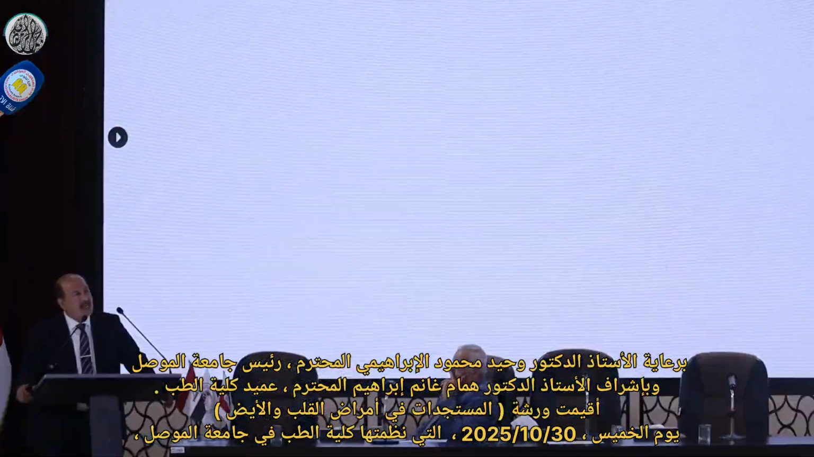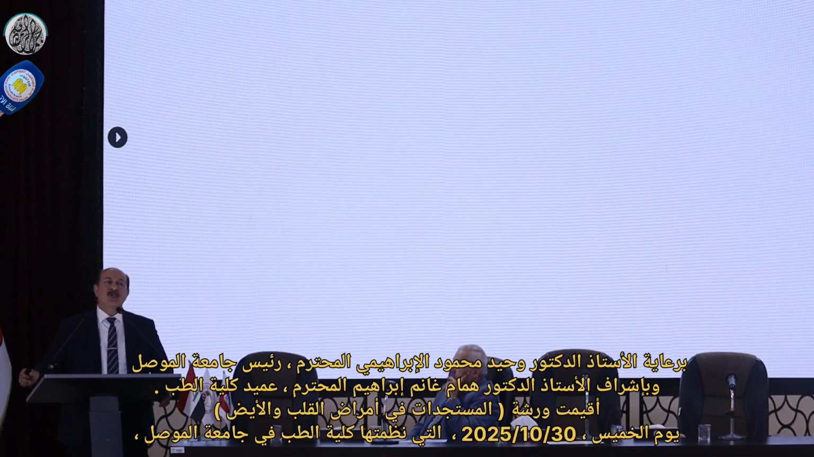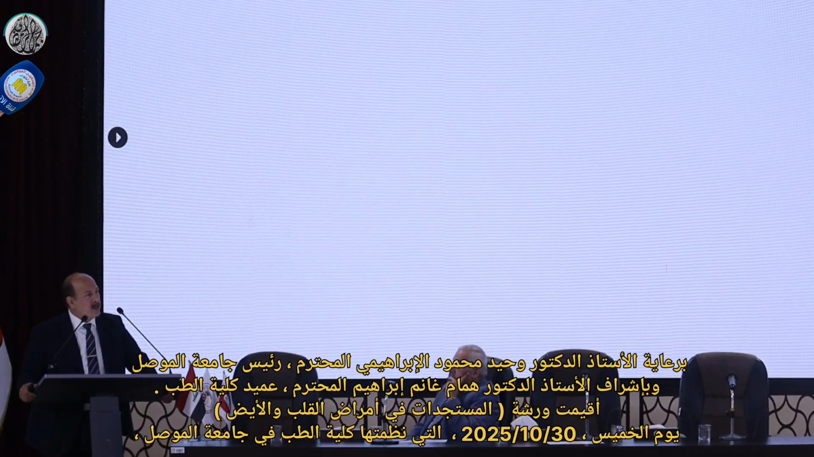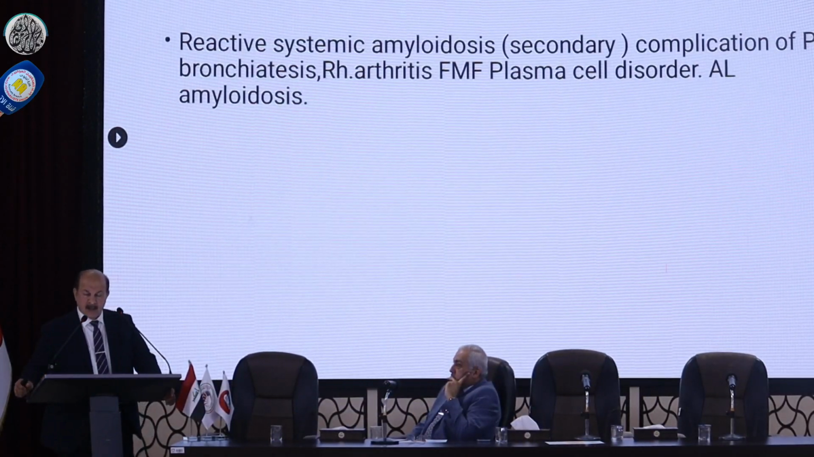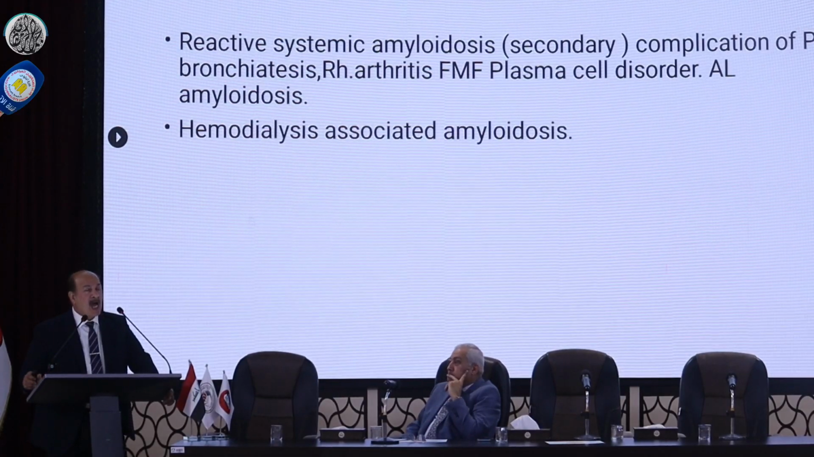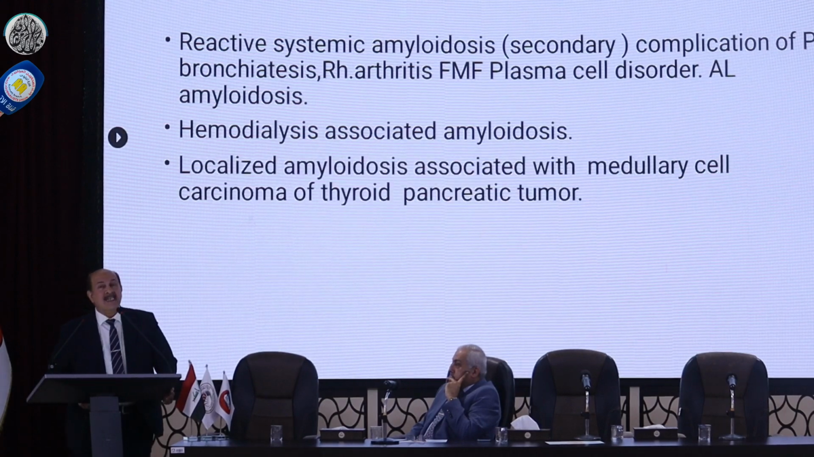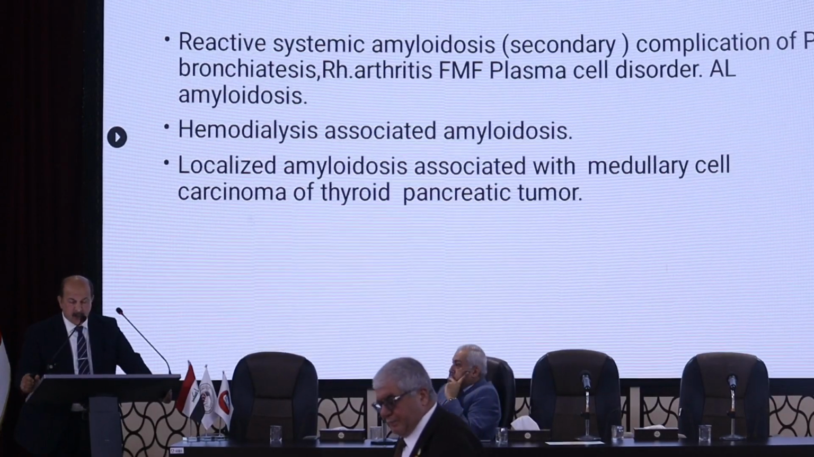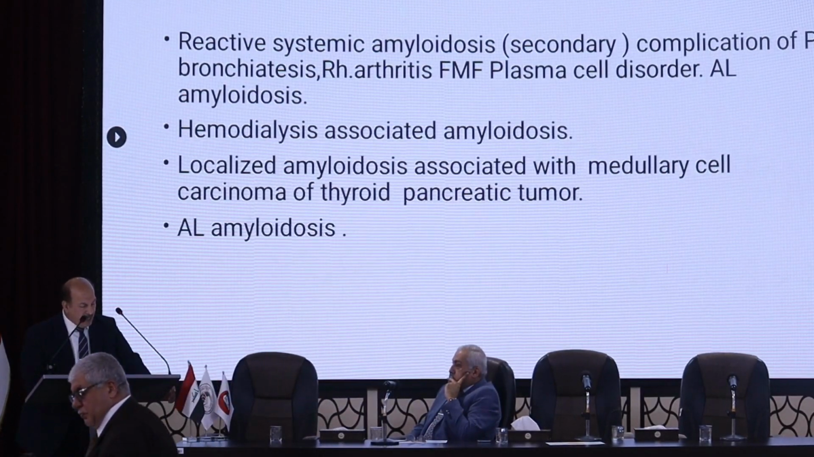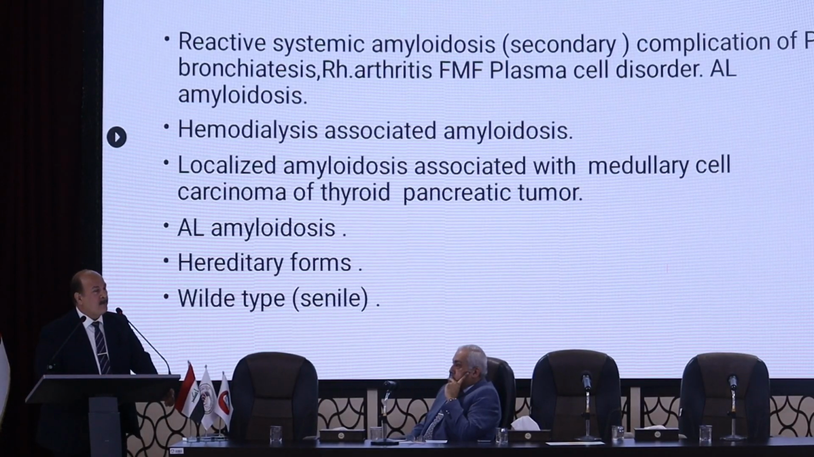Classification of amyloidosis, we can classify them into, first of all, systemic amyloidosis, which is secondary to a chronic inflammatory process, for example chronic pulmonary tuberculosis, bronchiectasis, and Mediterranean familial fever. We have other amyloidosis, which include hemodialysis-associated amyloidosis, and other localized amyloidosis secondary to medullary carcinoma of the thyroid or, say, pancreas, also associated with localized amyloidosis. And we have AL amyloidosis and hereditary form, senile form, I will talk about them.